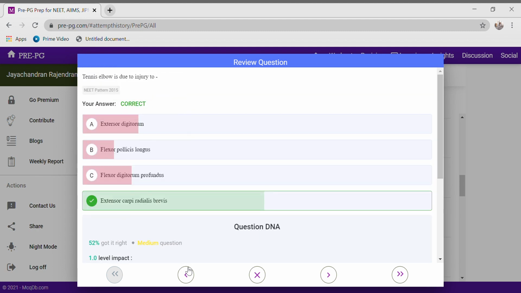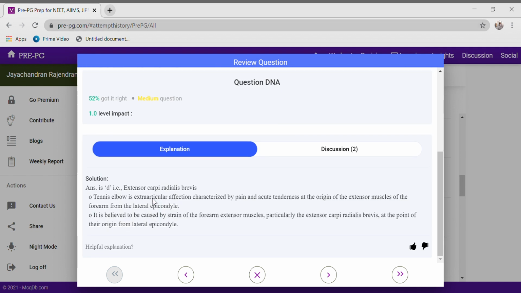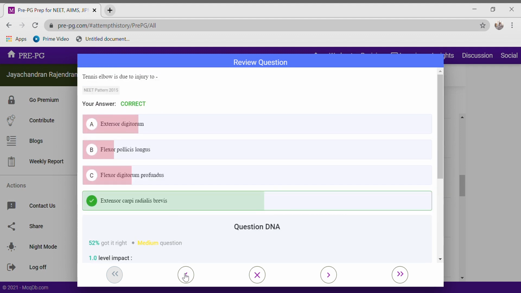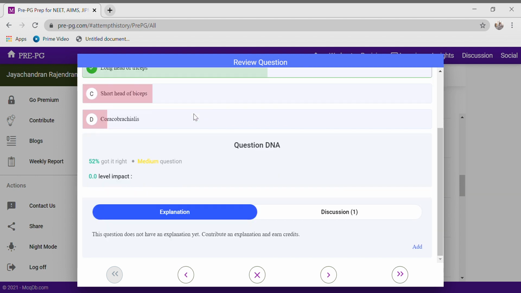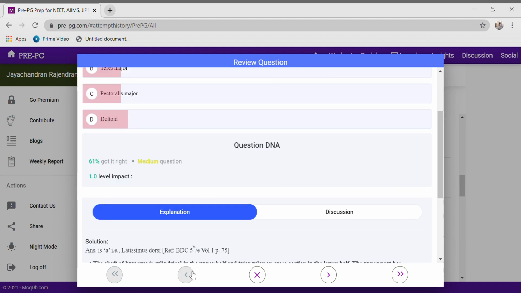Tennis elbow is along the lateral side of the arm, and it is the lateral epicondyle that gets injured. In this, lateral means radialis. So this is the correct one. The extensor muscle of the lateral epicondyle: you have the extensor carpi radialis brevis and longus. Here brevis has been given, that's the answer. So infraglenoid tubercle, as I told you, is the origin of triceps brachii, long head.